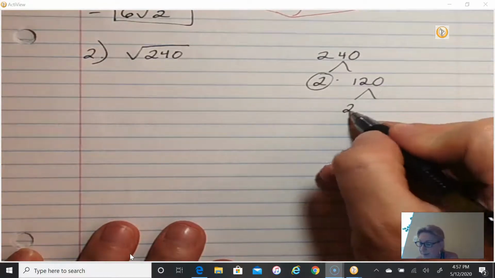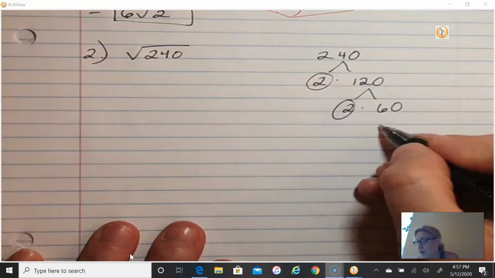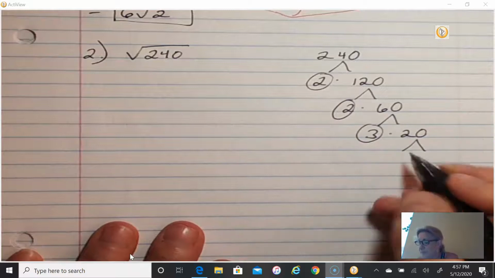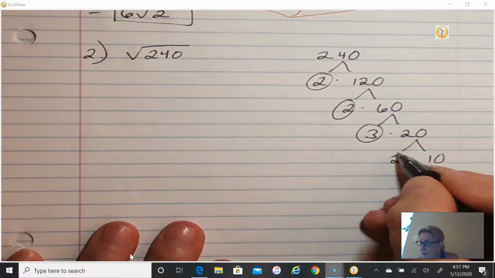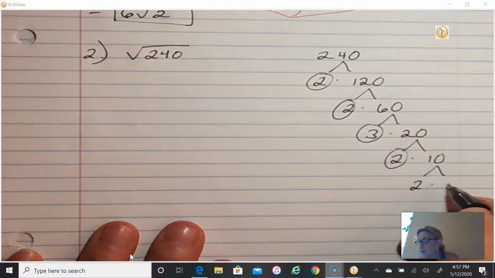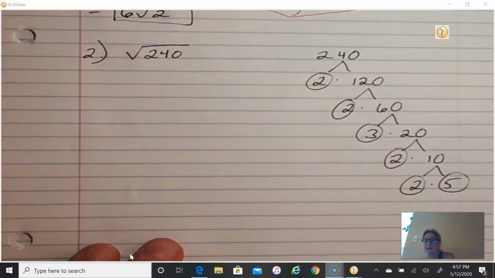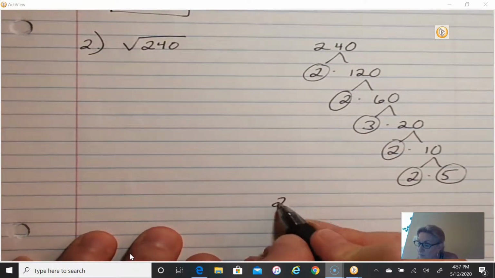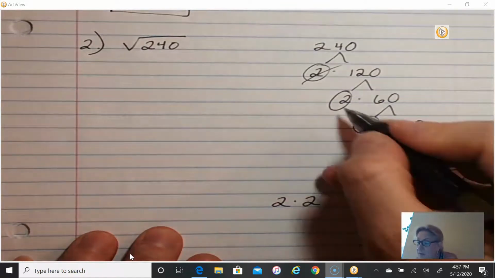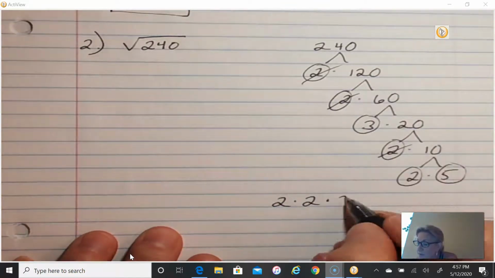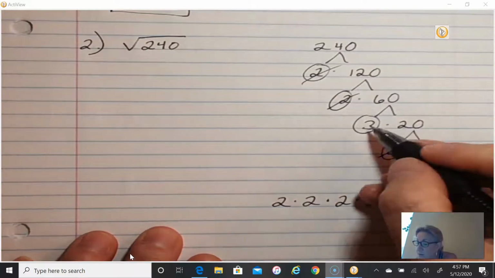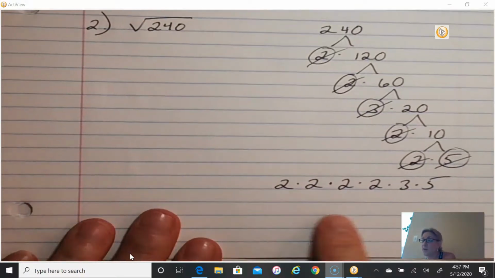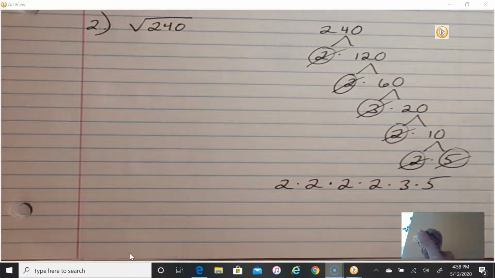All right, 2 times 60 gives us 120. Circle your prime. 3 times 20. Circle your prime. 2 times 10 gives us 20. Circle your prime. And then 2 times 5. Circle your prime gives me 10. Write these in least to greatest order. So 2, cross out. Times 2, cross out. Times 2, cross out. Times 2, cross out. Now we have a times 3 and a times 5. Make sure you have all of your prime numbers or you will get a wrong answer.